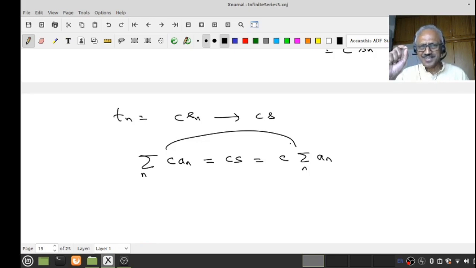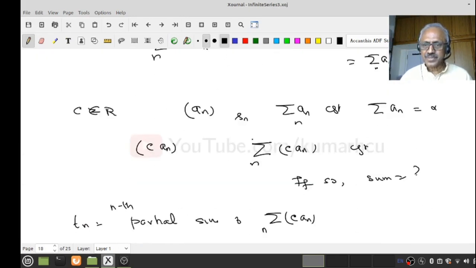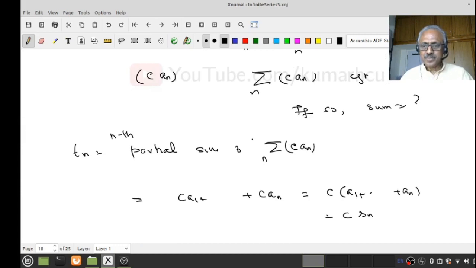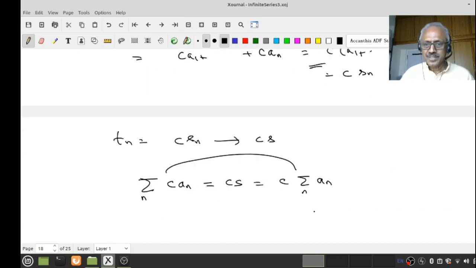Are you following? Please pay attention. Okay, this is how you enjoy mathematics. Earlier I had, what did I have? I had c a1 plus c a2 plus up to c an, right? That is the same as c times a1 plus a2 plus up to an. This is the distributive law, the finite distributive law. Here what do I have?